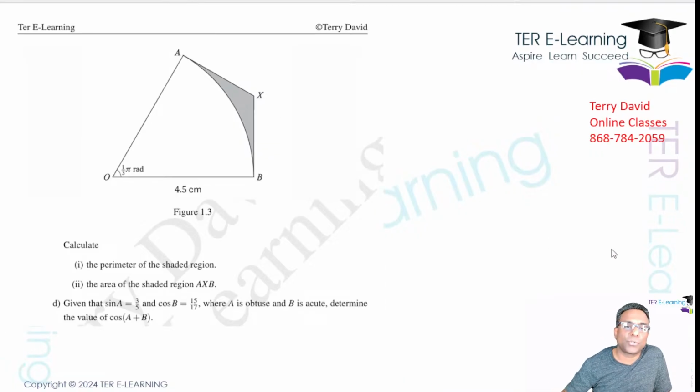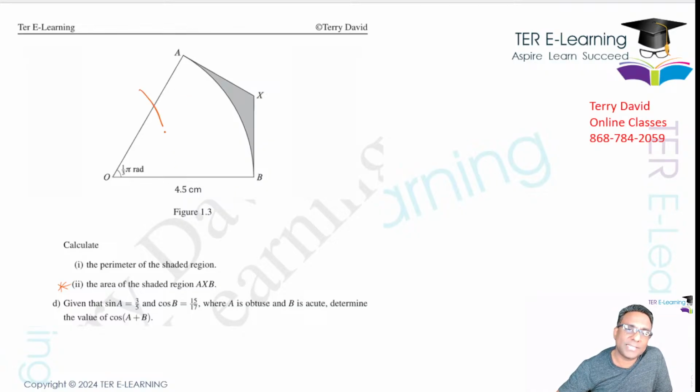So we already worked out part 1, and we want to work out the area of the shaded region. Now, just look at the logic of this. What we could do to find the area of the shaded region is find the area of the whole shape and subtract the area of the sector.